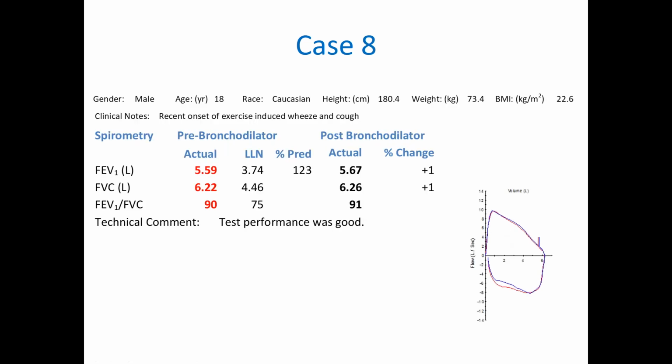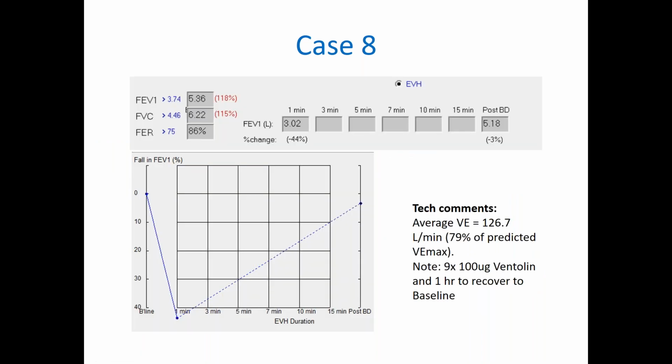Case number 8, which is the last case I'm going to show you, is a case of an 18-year-old male who has recent onset of exercise-induced wheeze and cough, who on baseline spirometry with bronchodilator showed lung function within the normal limits, so we couldn't exclude asthma. He came back at a later stage to have an EVH challenge. As you can see, once again, his baseline spirometry was within the normal range.